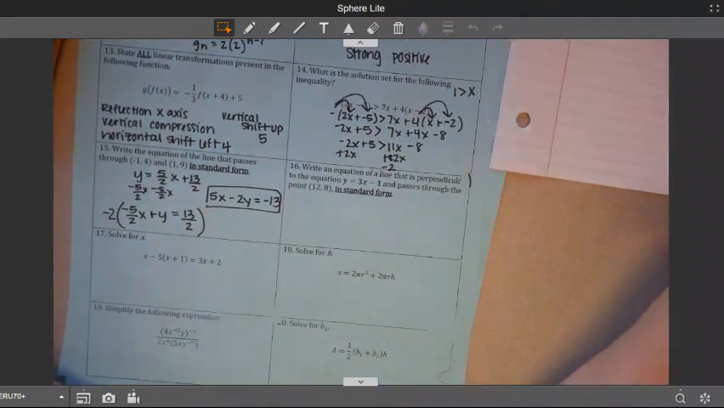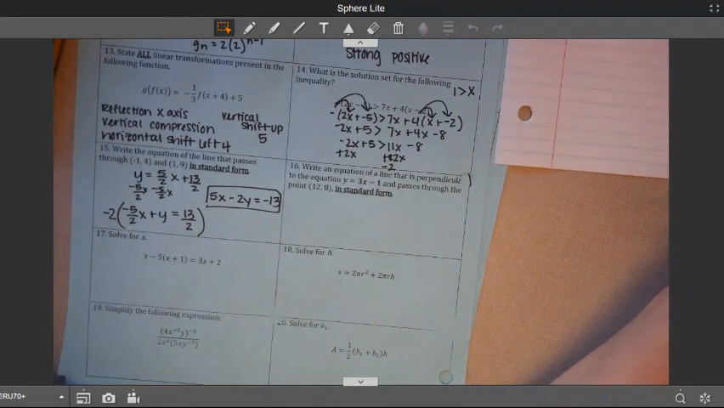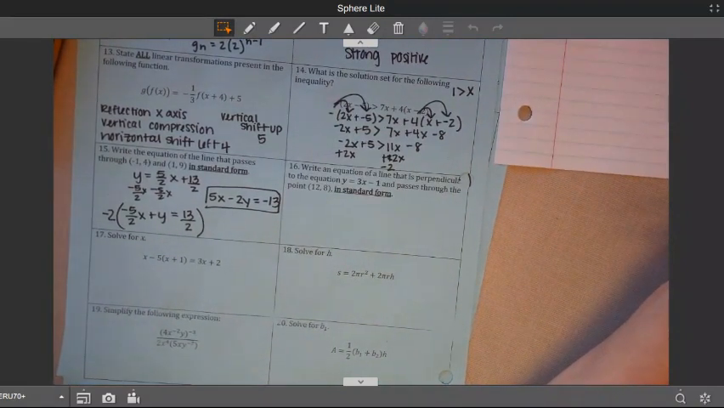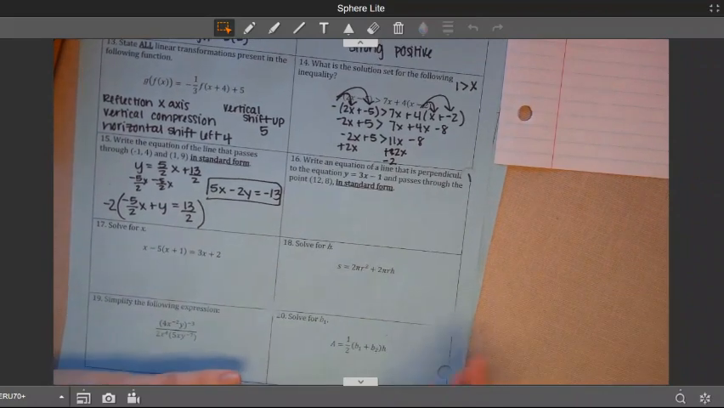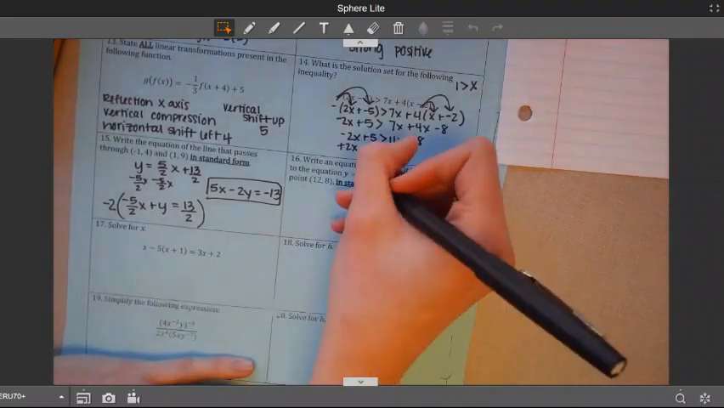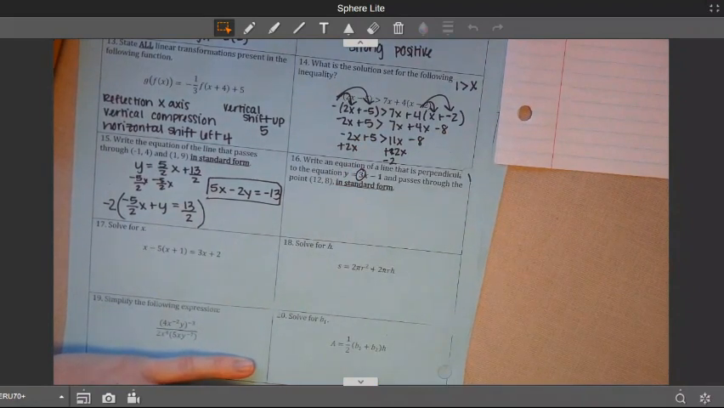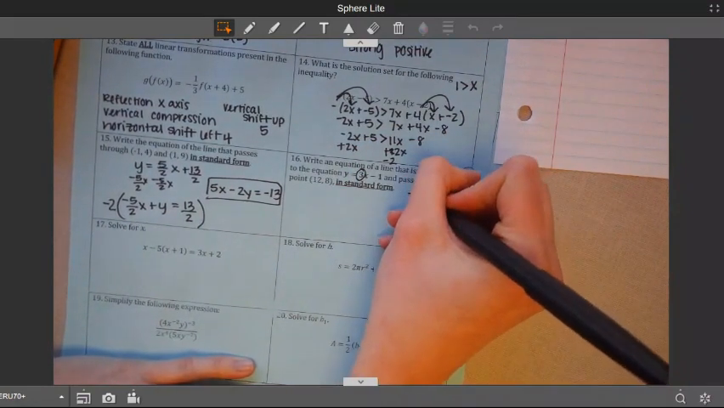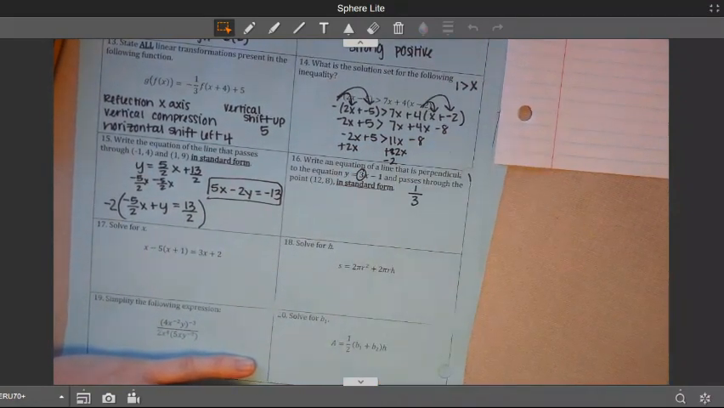Okay, number 16, write an equation of a line that is perpendicular to the equation y equals 3x minus 1 and passes through the point 12, 8 in standard form. Okay, well, first and foremost, I need to change the slope to be perpendicular. Perpendicular slopes are opposite reciprocals, so the reciprocal of 3 is 1/3. Opposite would make this negative.